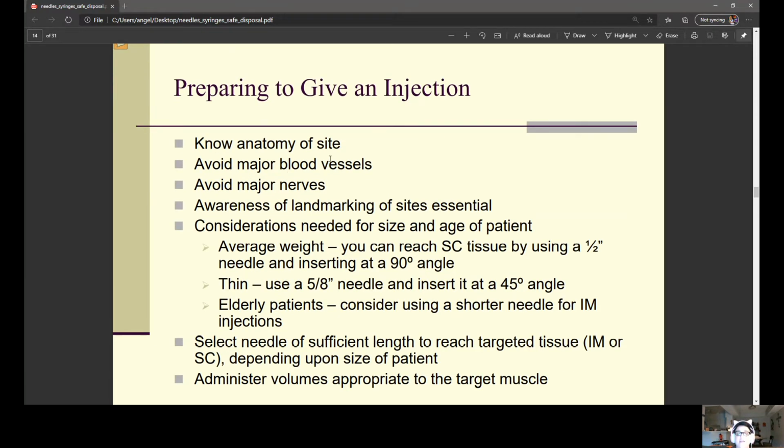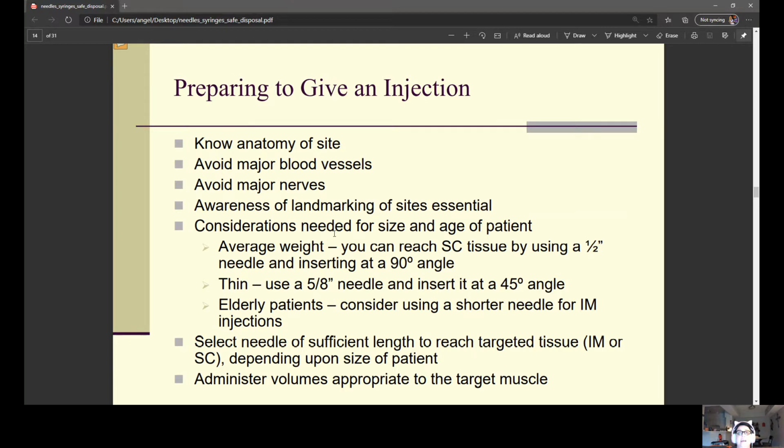This is why we're covering this in lecture, the anatomy. We need to know the anatomy of the site where we're going to give the injection. We never want to hit a major vessel. We never want to hit a nerve, like I was talking about the sciatic nerve. And landmarking is the best way to do this. And I was talking about the deltoid and how to use the palm and then the V shape of the arch of the hand here. And those are excellent ways.